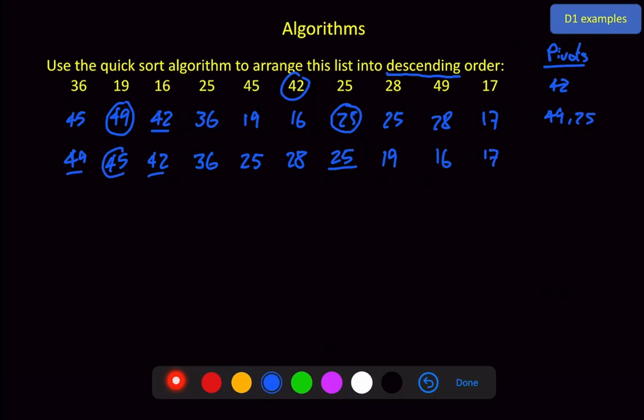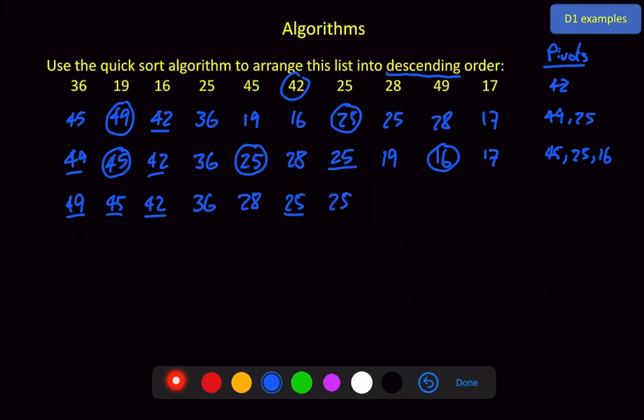Same again, this list has a middle, this list has a middle. 45, 25 and 16. This one's nice and easy. 45, 42. Bigger than 25 is 36 and 28. So this 25 obviously comes next to this one. Bigger than 16, 19 and 17. Then I've got 28 and 17, middle right.